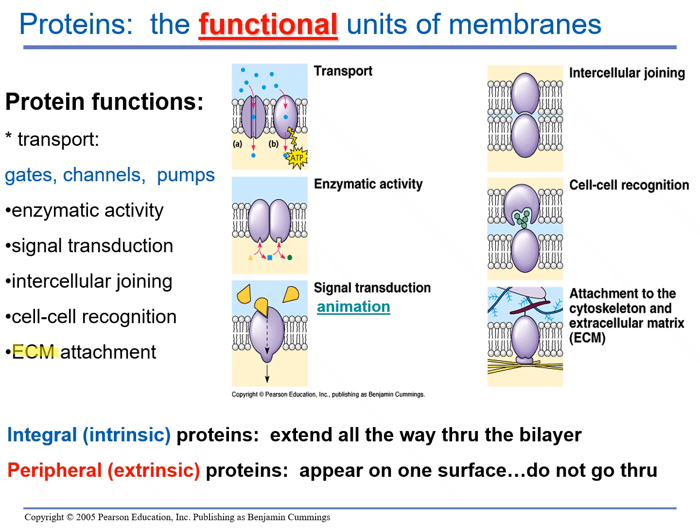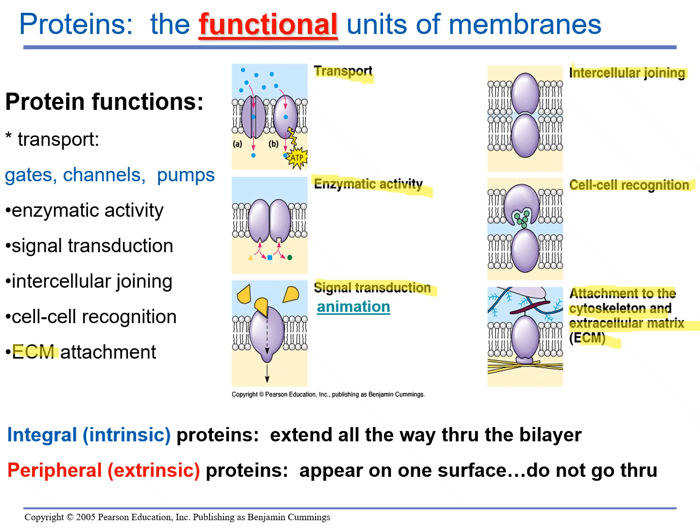So this is a quick picture of what everything would look like. So we see a protein working in transport. We see enzymatic activity happening, signal transduction, which we will focus more on in our cell communication unit. We have intracellular joining, cell-to-cell recognition, which we will also focus on in the cell signaling unit. This is a very important aspect. And then the attachment to the cytoskeleton and extracellular matrix.